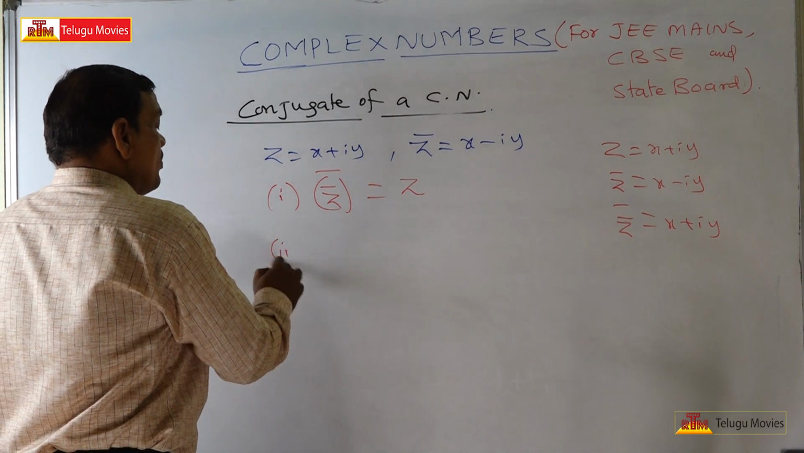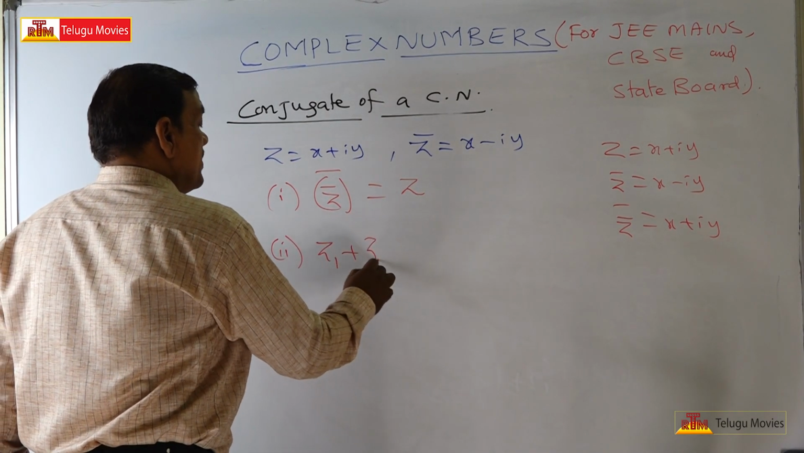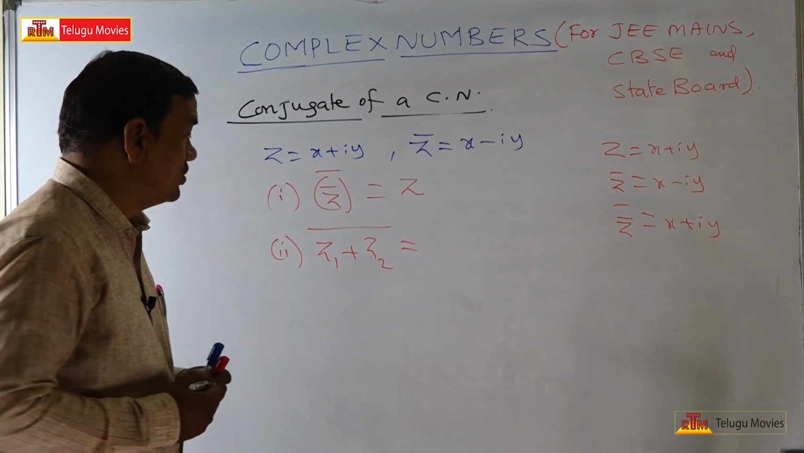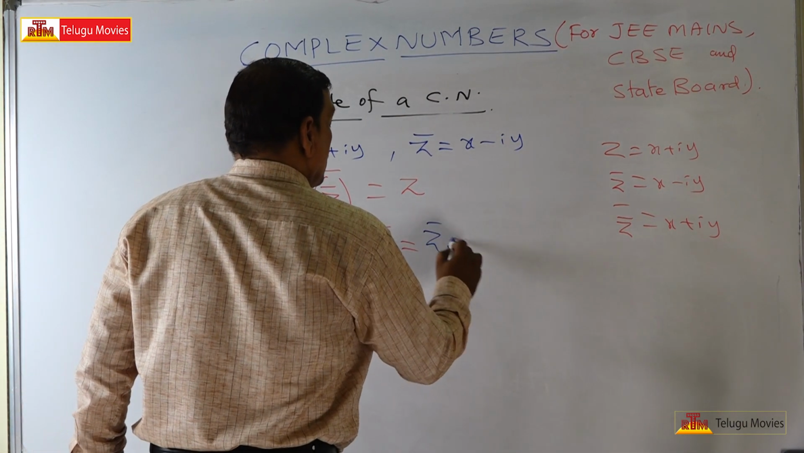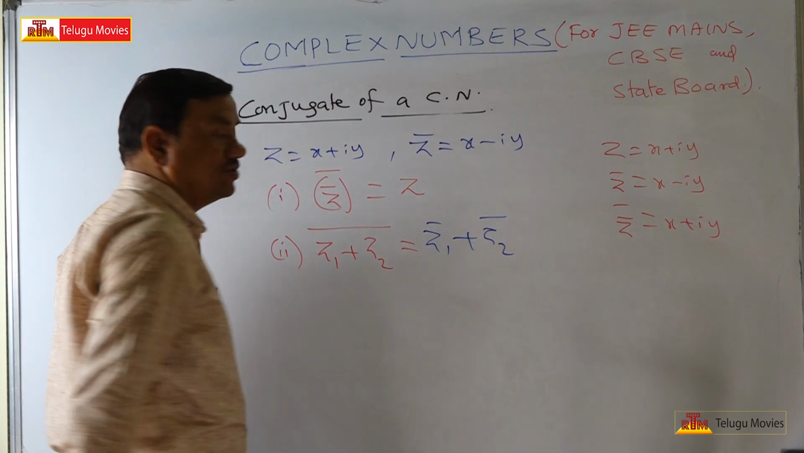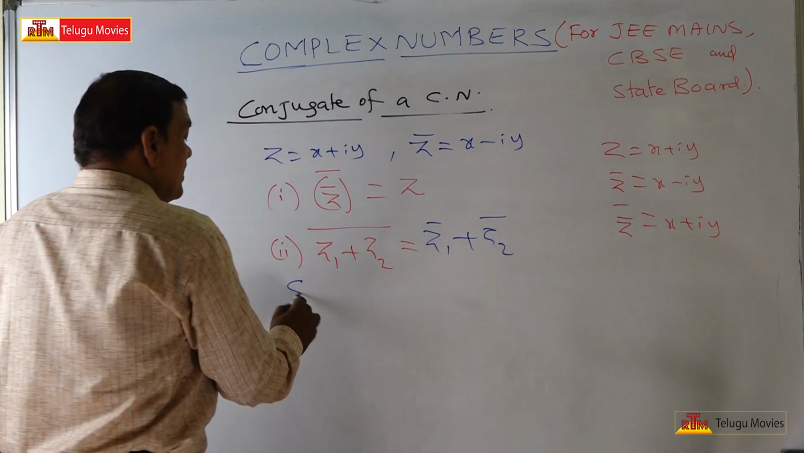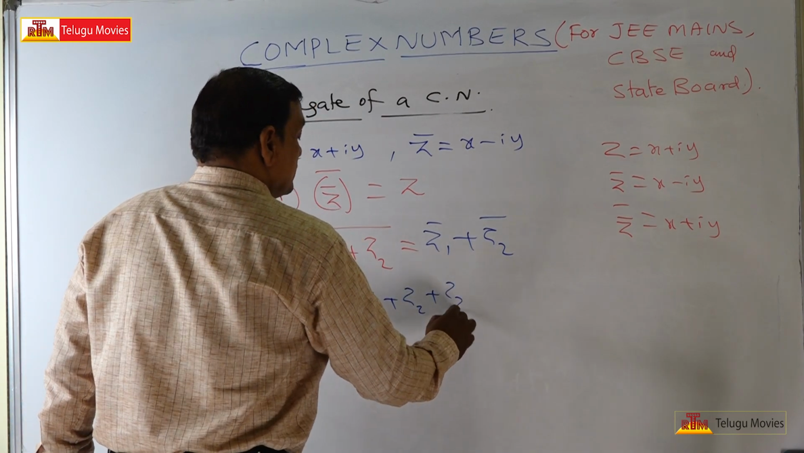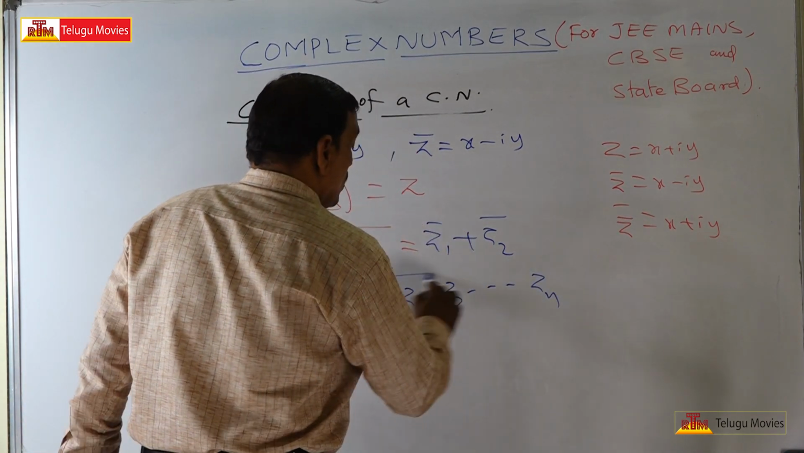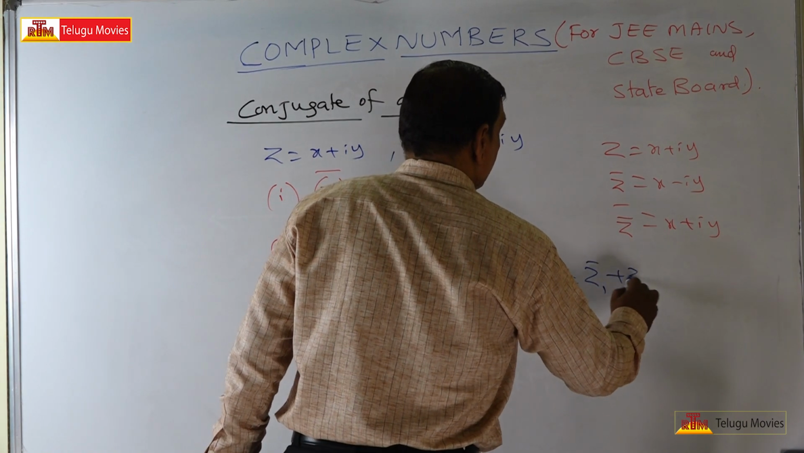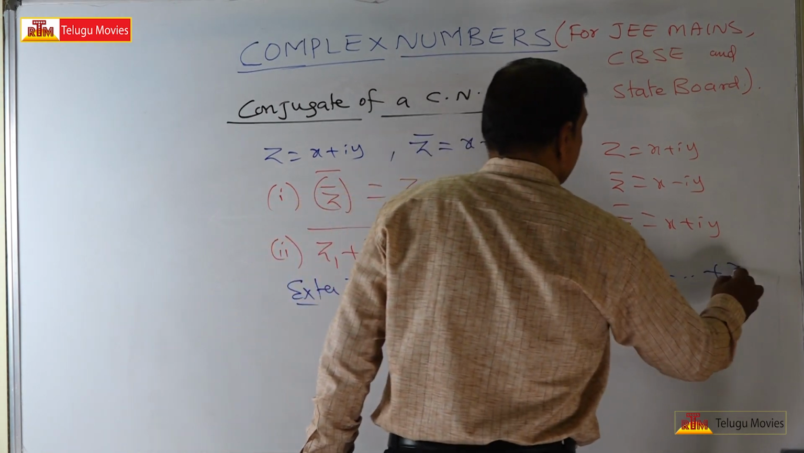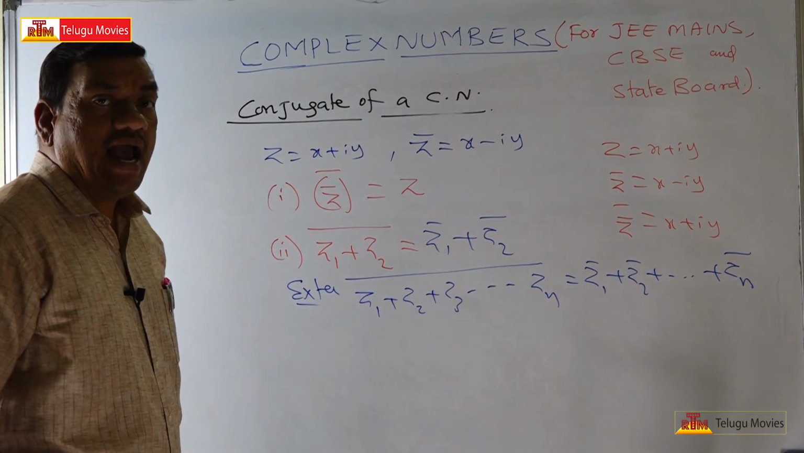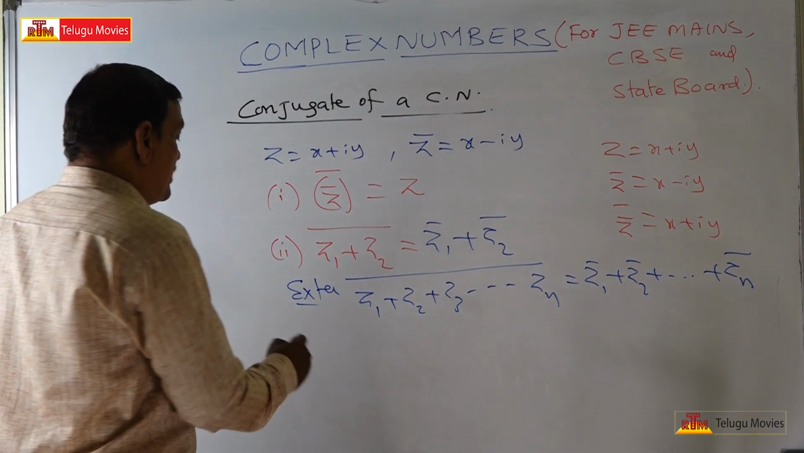The second property is: (z1 plus z2) whole conjugate is equal to z1 conjugate plus z2 conjugate. You can extend this to (z1 plus z2 plus z3 and so on up to zn) whole conjugate, which is equal to z1 conjugate plus z2 conjugate plus and so on zn conjugate. You can extend this definition to any n number of complex numbers.